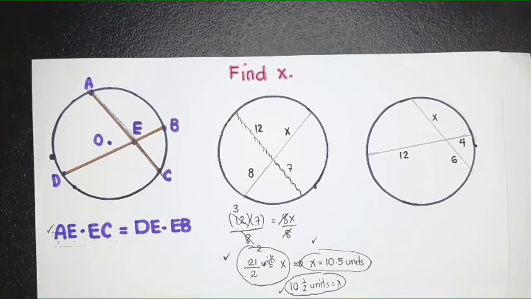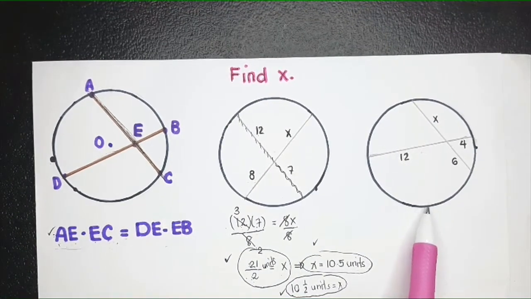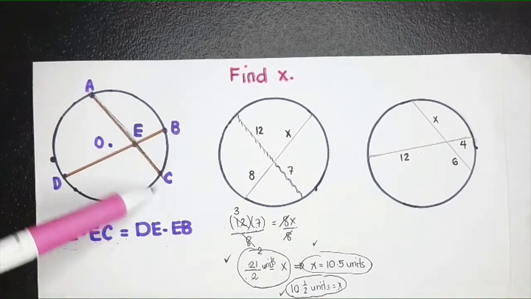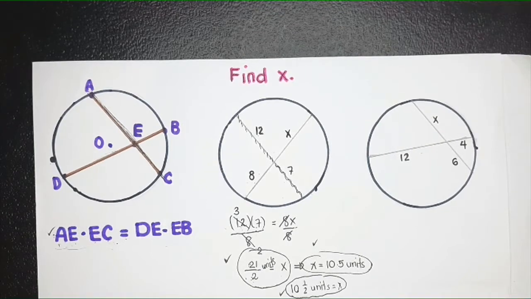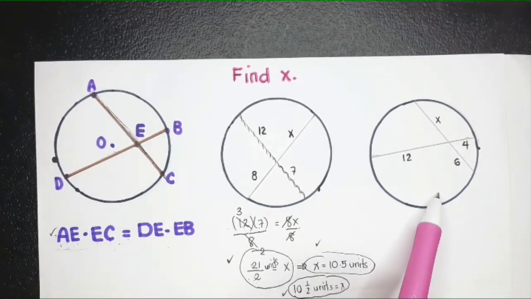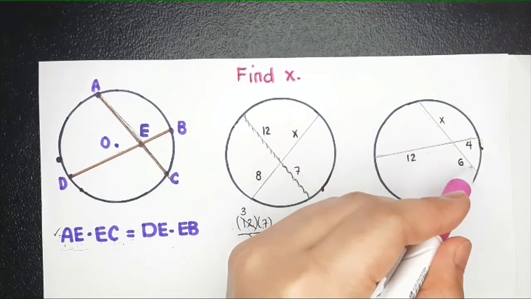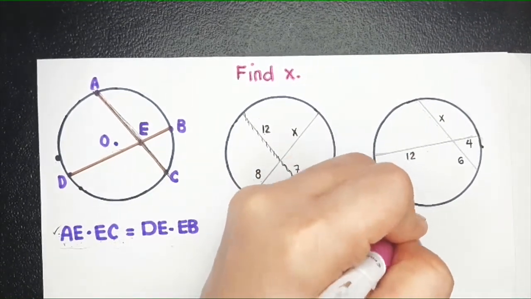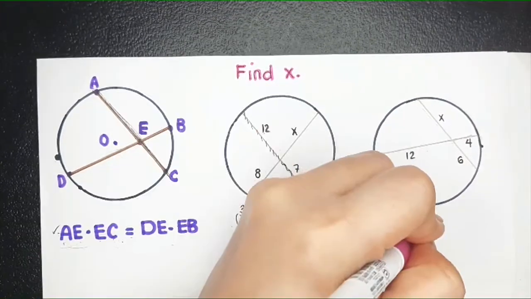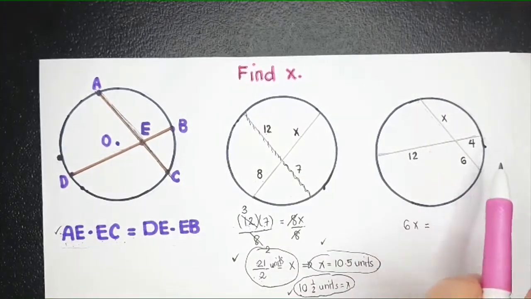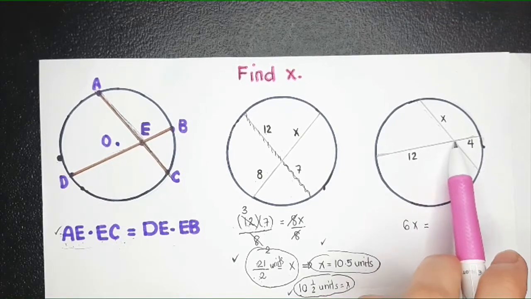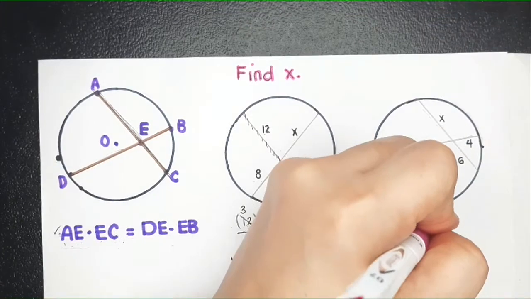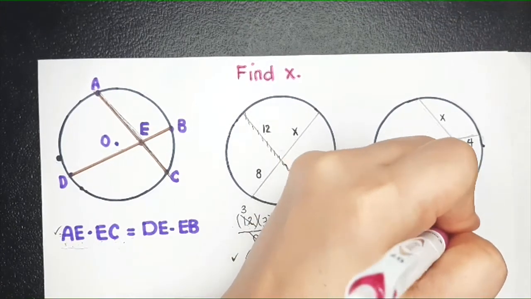Okay, so apply ulit natin isa pa, para mas ma-absorb ninyo paano nyo isosolve yung x if you have two intersecting chords. So here, ganun lang din. Ito x, ito 6. Kita nyo? So what do we do? We multiply them. So we have 6 times x equals, you move to the other chord. Ito 12, hanggang dito. Tapos ito 4. So we multiply them. So we have 12 times 4.